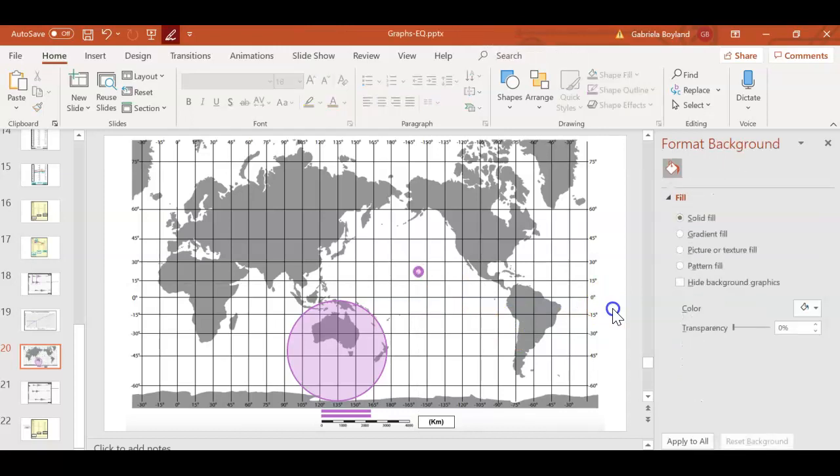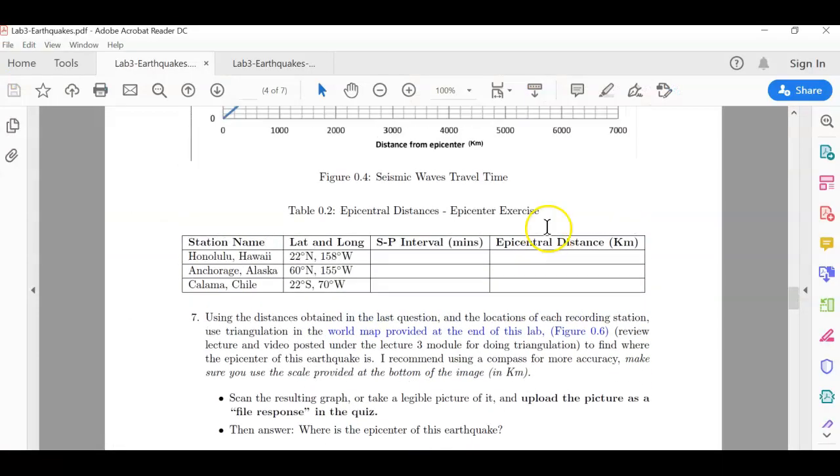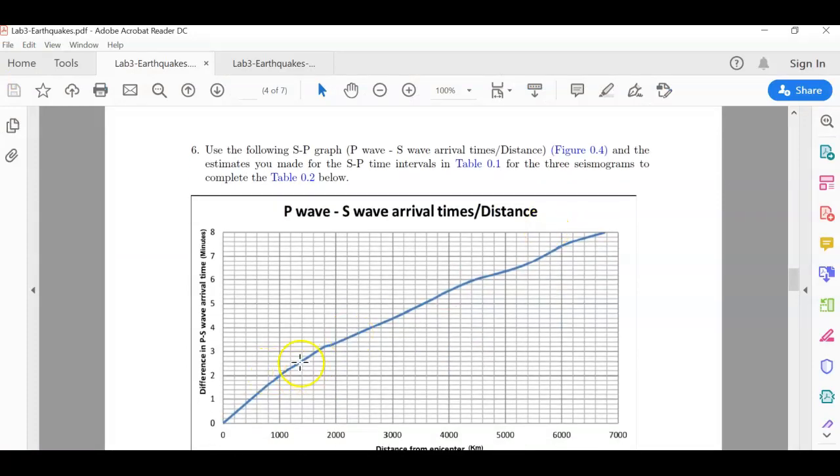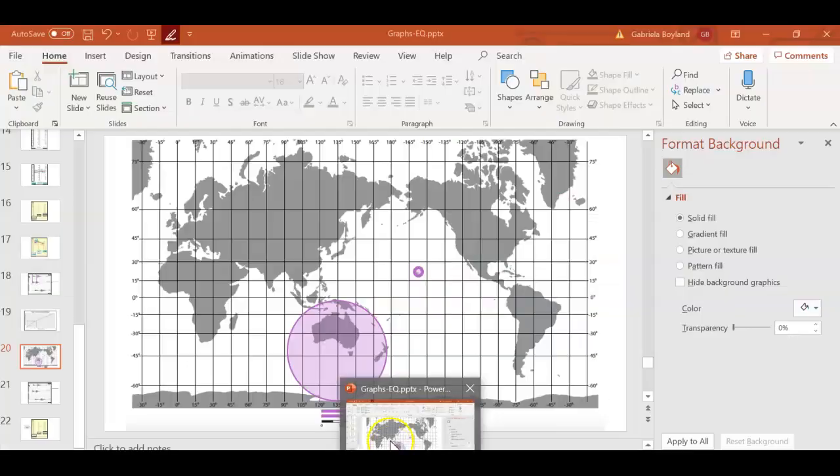That's the first step in triangulation. The second step is to determine the distance from the epicenter, and that we already figured out using the S-P graph paper. Because the S and P wave arrival time difference was 3.8 minutes, the epicenter of that earthquake was 2,400 kilometers from Honolulu, Hawaii. So we already know that's 2,400.